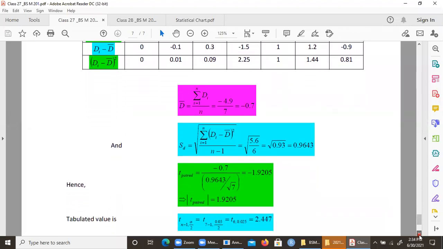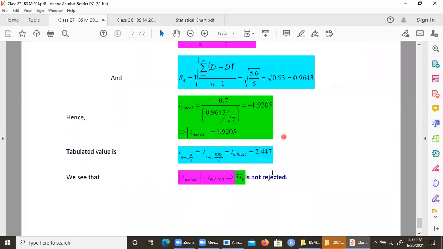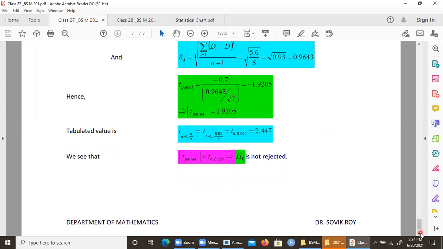So after we have substituted all the values, finally we have obtained that the modulus of our paired t is less than the table value at 6 degrees of freedom, because the sample size was 7 and the degree of freedom was 6, and therefore we failed to reject the null hypothesis. Here also you can analyze the p-value calculation just like I showed in the earlier example.